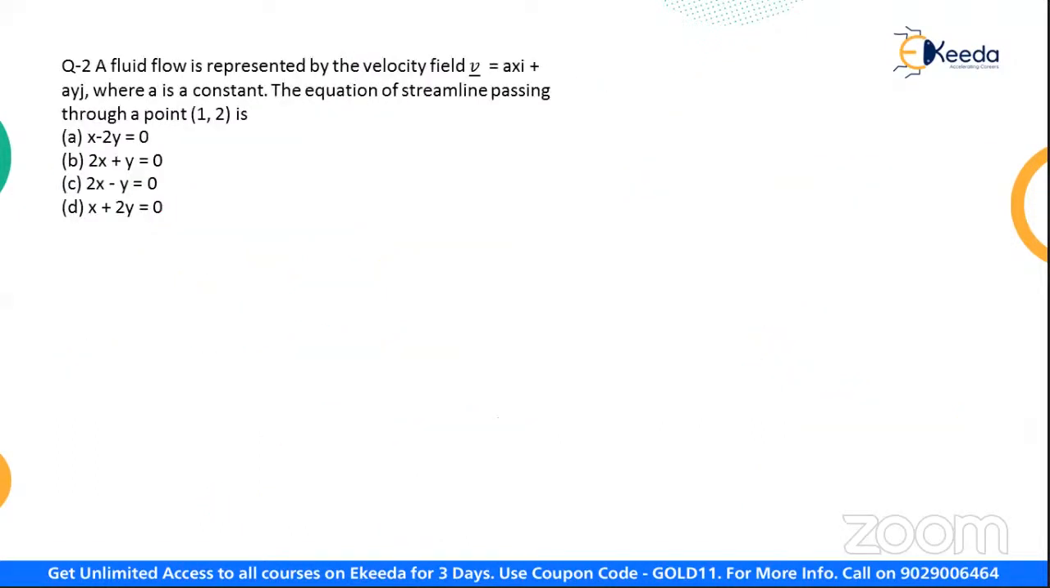Moving on to the next question, a fluid flow is represented by a velocity field. That means a velocity vector is given as ax i cap plus ay j cap. Now this is a into x, not a subscript x. We need to find out the equation of streamline passing through the point (1, 2).